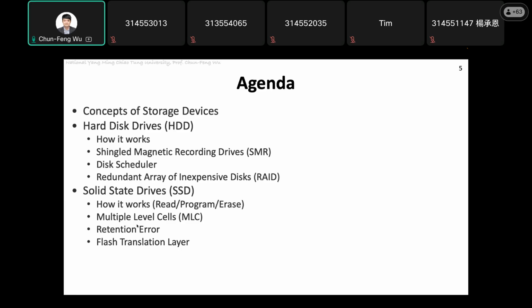For example, if there are retention errors, how do we handle them? And then we'll take a deep dive into the flash translation layer. We'll talk about how to deal with address remapping, how to deal with the lifetime issue, how to let your SSD work healthier and have better performance.